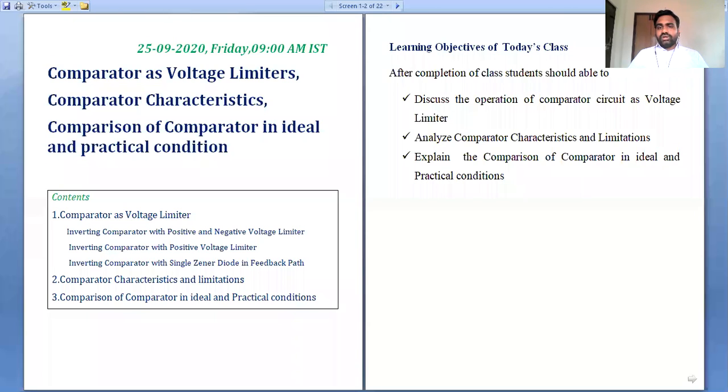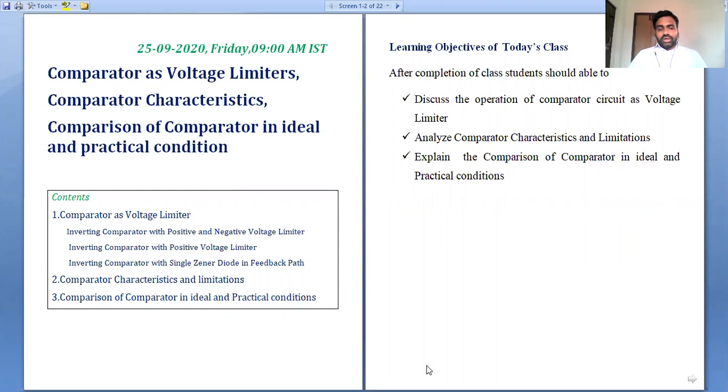If we see the learning objectives of today's class, at the completion of today's class we will gain basic knowledge of the comparator circuit as a voltage limiter. We will get the ability to analyze the comparator characteristics and limitations, and we can also explain the comparison of the comparator in ideal condition and practical condition. These are the learning objectives of today's class.